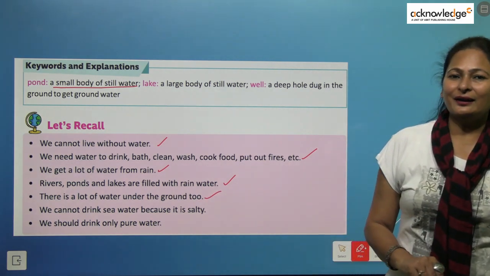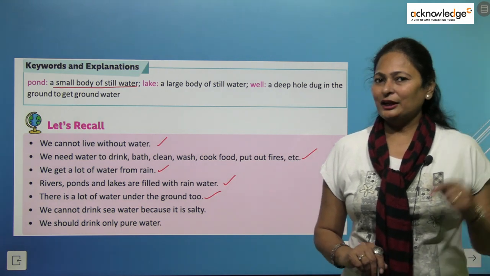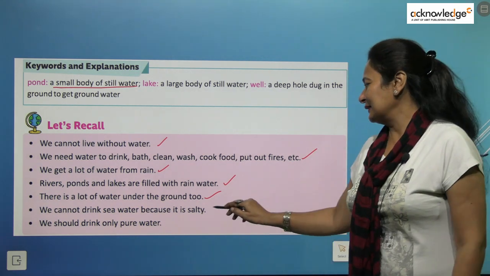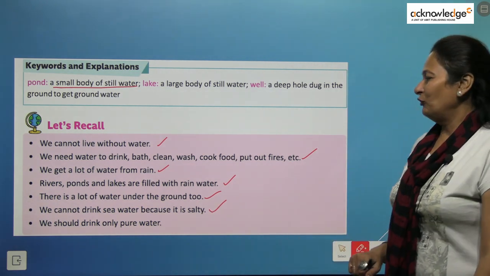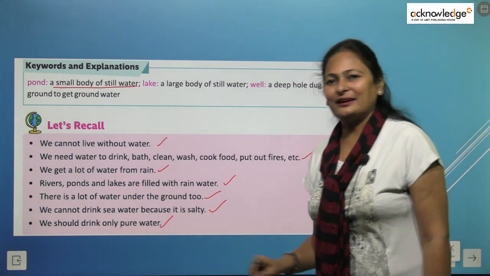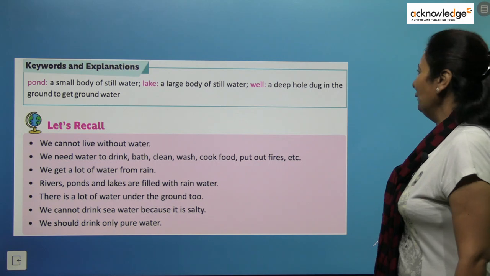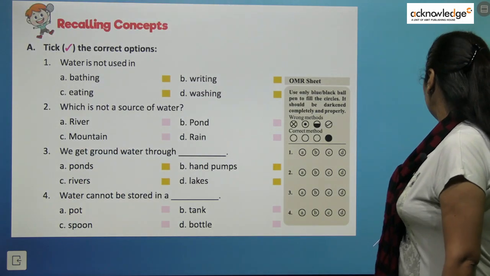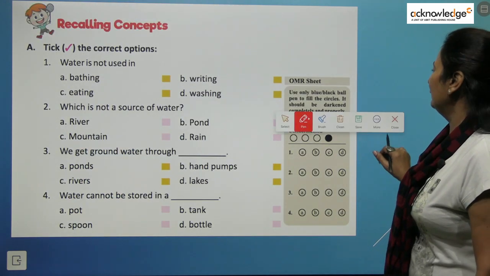We cannot drink sea water. But why can we not drink it? Because it is salty. We should drink only what? Pure water, right? So, it's time for recalling concepts. Let's do the exercise together.